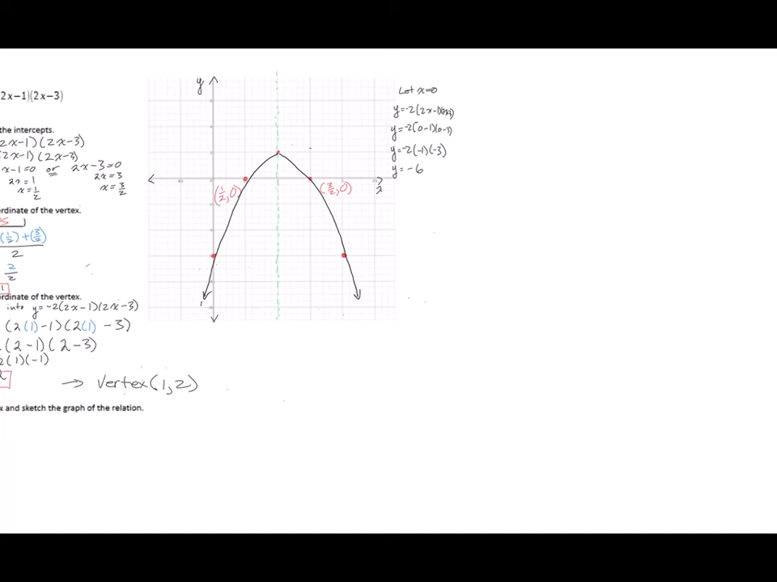Our x and y axes are labeled. The only thing that we have to do is label our parabola. y = -2(2x - 1)(2x - 3) is our equation. And now let's move on to part 2 of this sheet.